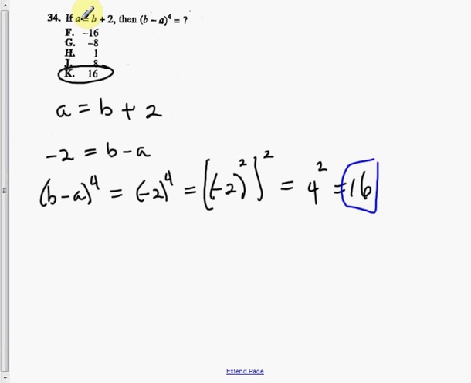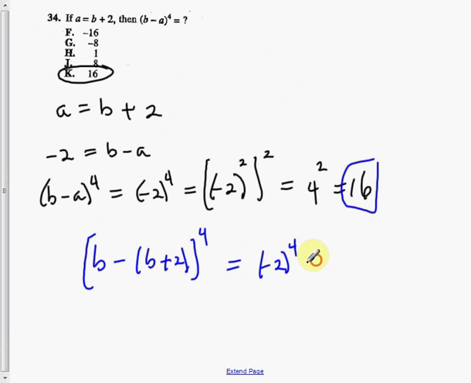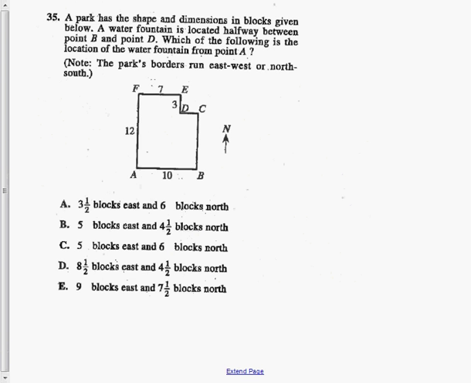So here you said that you had A is equal to B plus 2. And so since you know that B minus A, and A is B plus 2 to the fourth, here you get negative 2, the same thing, to the fourth. You get 16. Right. Very good.